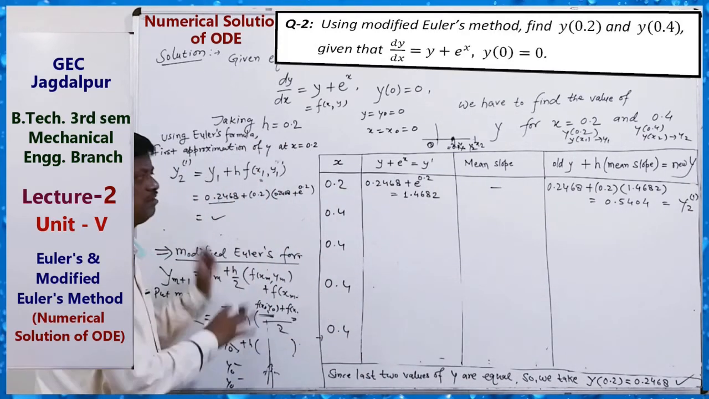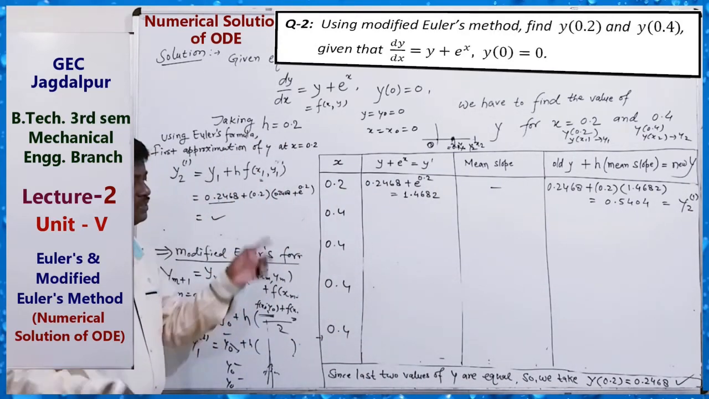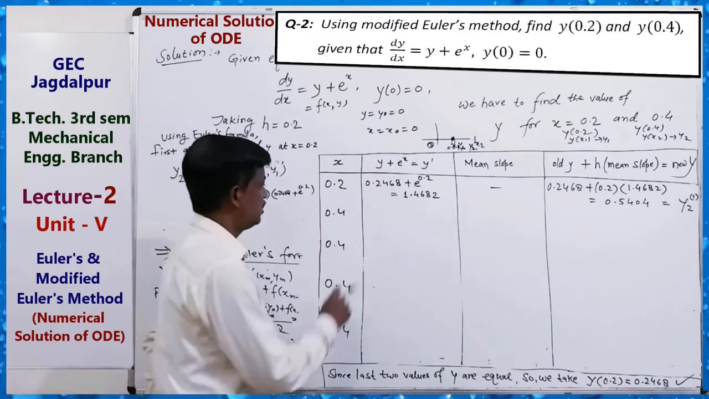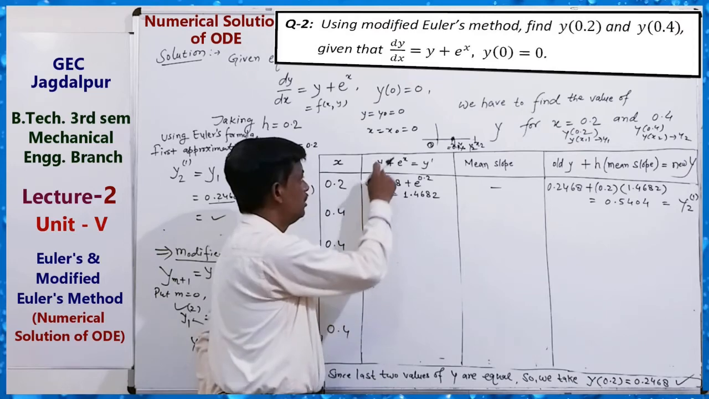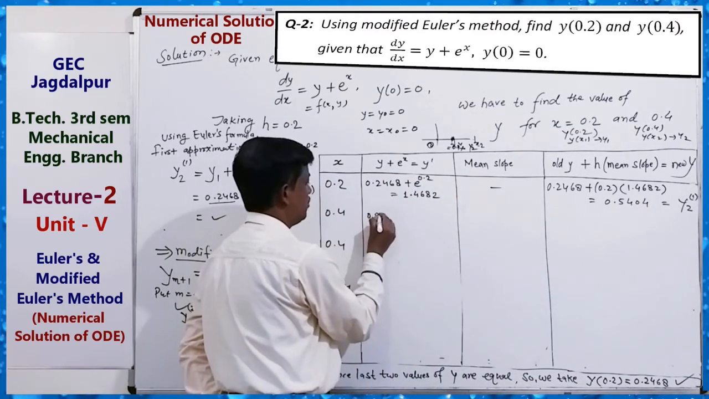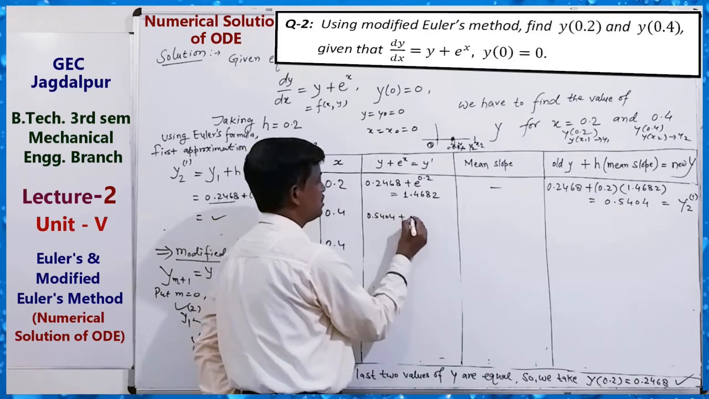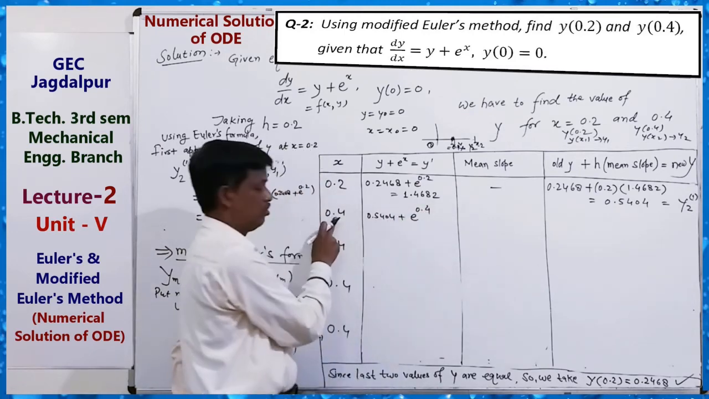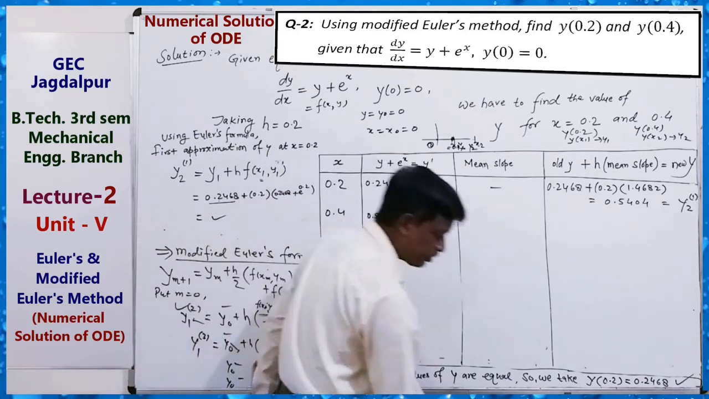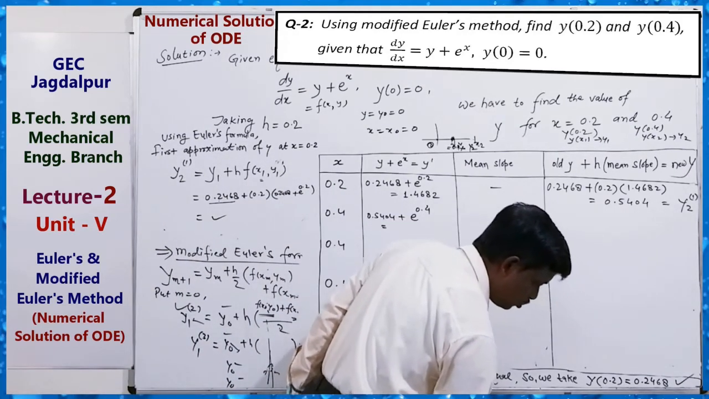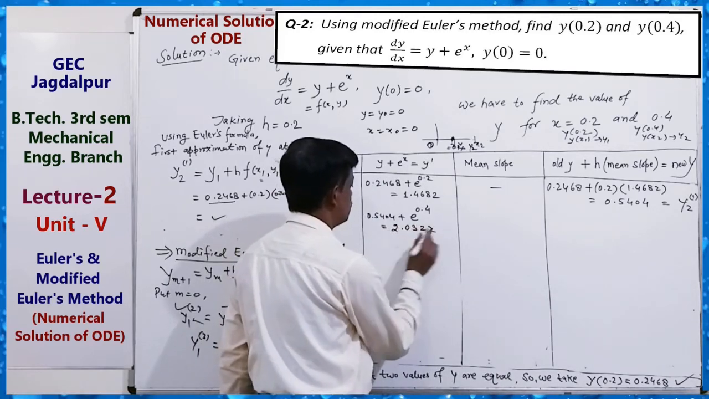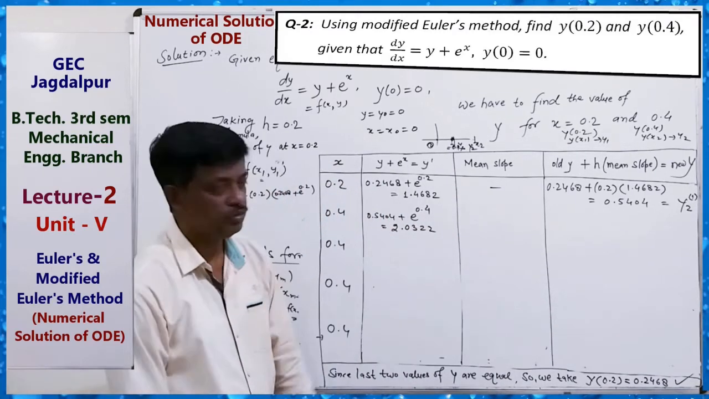Now just carry the formula. Just the same process for 0.4. So here what? Y is this. So 0.5404 plus e to the power 0.4. This can be calculated: 2.0322. Just use a calculator, you can get the value.